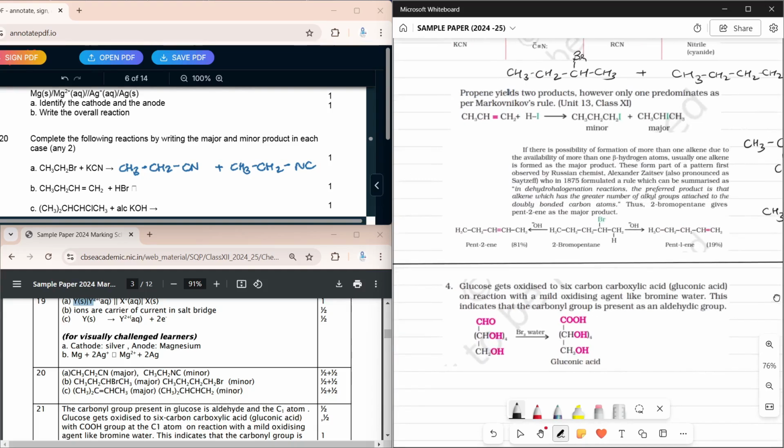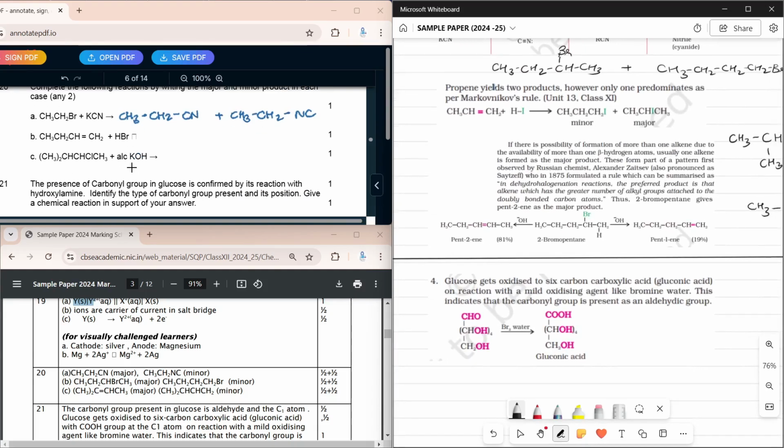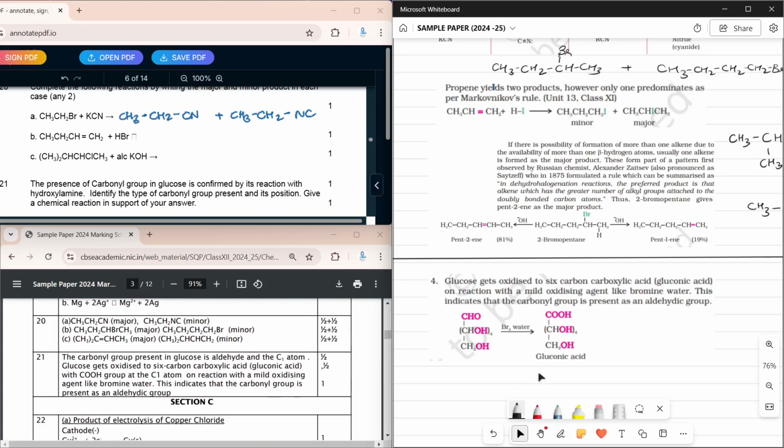The last question under this section is question number 21. The presence of carbonyl group in glucose is confirmed by its reaction with hydroxylamine. Identify the type of carbonyl group present and its position. Give the chemical reaction to support your answer. So obviously this question is from the chapter biomolecules. Now, according to this is what I got.